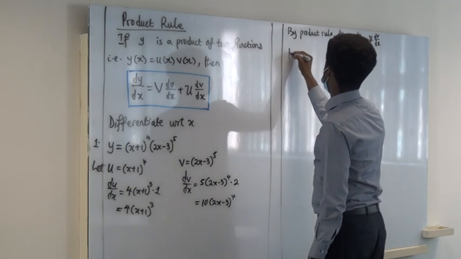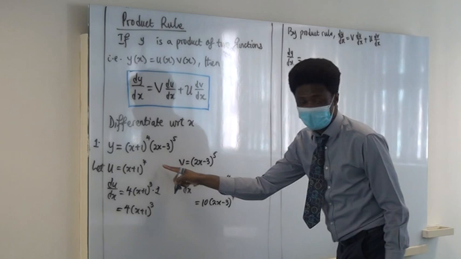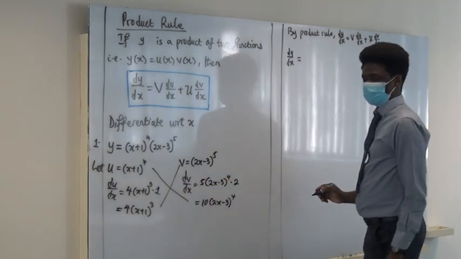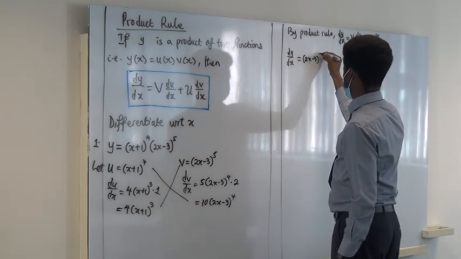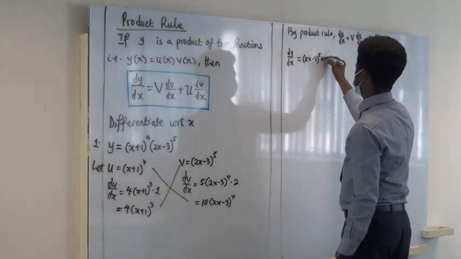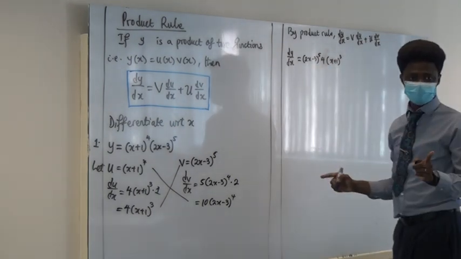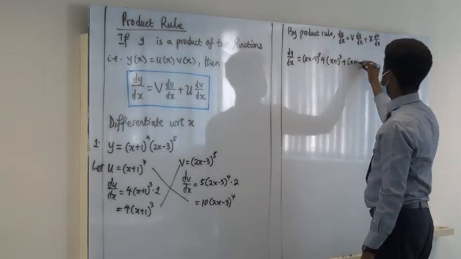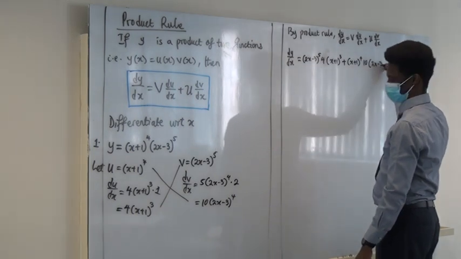So it means my dy/dx will be, yes, so it's like cross multiply. V and du, U and dv, like that. But I like to start with V like I said. So that will be (2x minus 3) to the power 5, 4 (x plus 1). If this 4 was negative, it has to be in bracket, plus U, (x plus 1) to the power 4, 10 (2x minus 3) to the power 4.